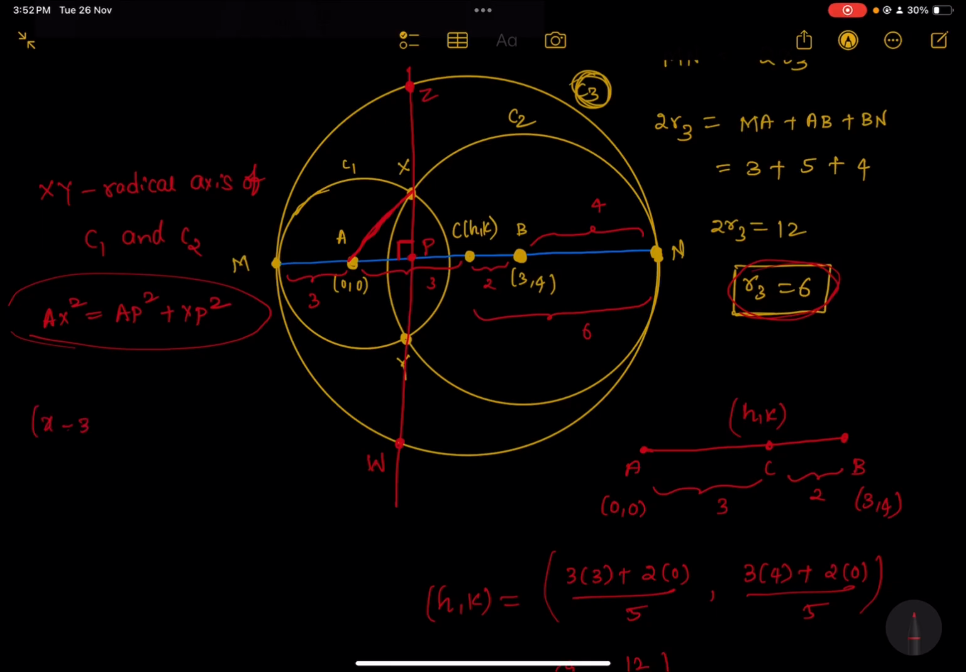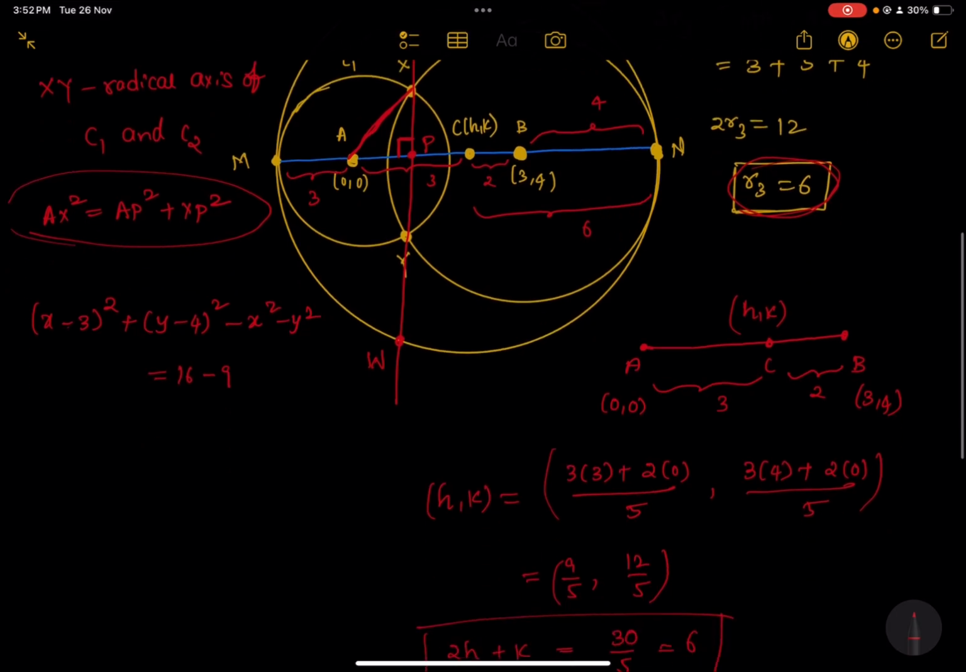You just have to subtract the equation of one circle from the other circle. Plus (y minus 4) whole square. This is the first circle minus the second circle. Similarly on the right hand side. So this will be minus 6x plus 9 minus 8y plus 16 is equal to 7. So that will be 3x plus 4y is equal to 9. So this will be the equation of the radical axis XY.